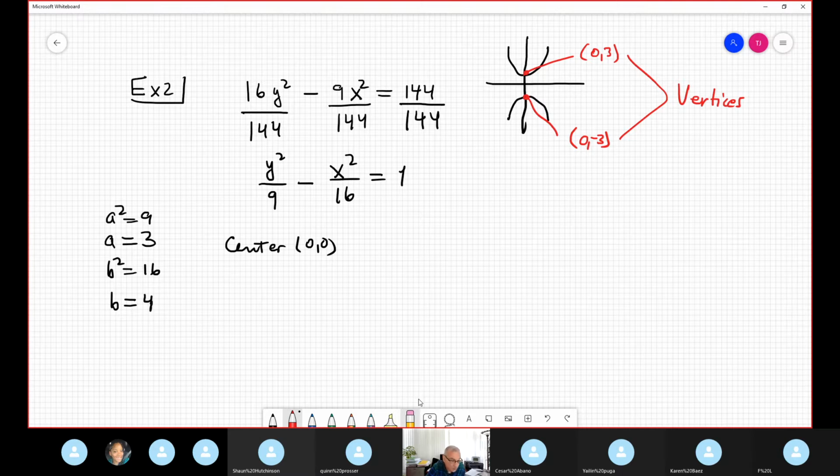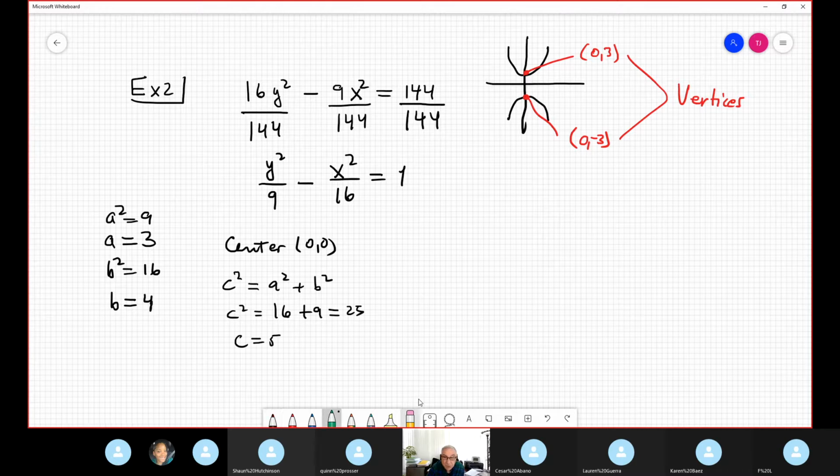In order to find the foci, well, I need to determine c. And c is super easy. c squared is equal to a squared plus b squared. c squared is equal to 16 plus 9, 25. Therefore, c is 5. Okay, nice. The foci are located out here, at the points 0,5 and 0,-5.